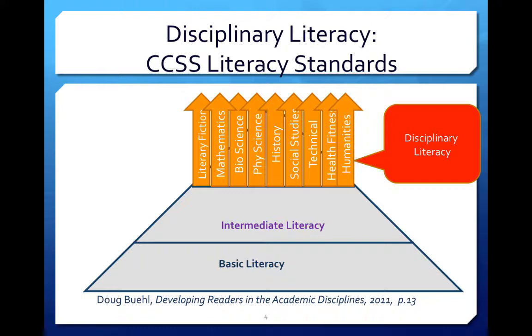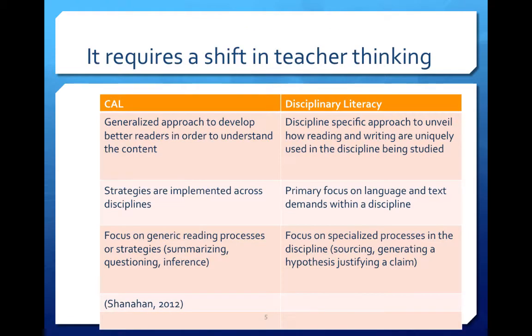If you look at this pyramid here, you'll see that there are 3 levels of literacy instruction. Your basic literacy instruction is what you learned in early block. So it's the phonics, the phonemic awareness. You then have intermediate literacy, which is also called content area literacy, and then disciplinary literacy, where all the different disciplines approach reading and writing a little bit differently according to how they access language and text structure, etc. So we'll look at that a little bit closer in a minute.